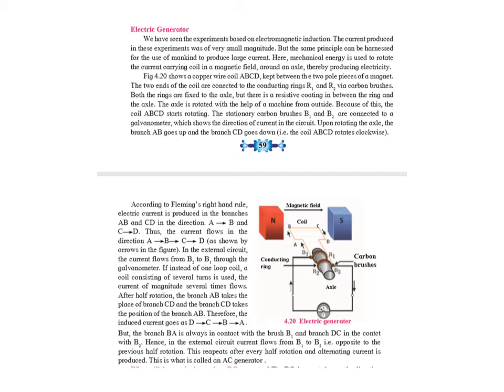Electric generator. An electric generator works on the principle of electromagnetic induction. When the coil of an electric generator rotates in a magnetic field, it induces a current in this coil. This induced current then flows into the circuit connected to the coil. There are two types of electric generator, AC generator and DC generator.